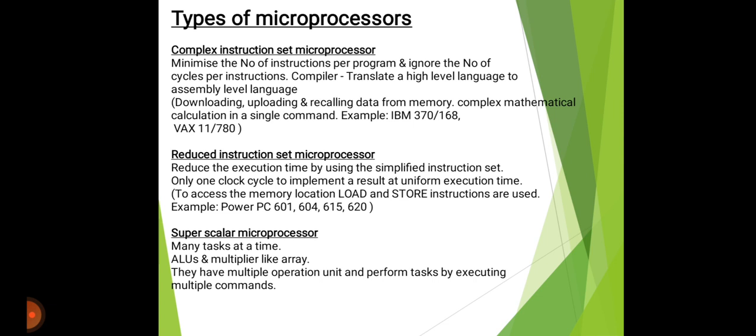Also, they require only one clock cycle to implement a result, at uniform execution time. Then there are a large number of registers and a smaller number of transistors, with load and store instructions to access the memory location. The examples are PowerPC 601, 604, 615, 620, etc. Then next is the superscalar microprocessor, the last type of microprocessor.